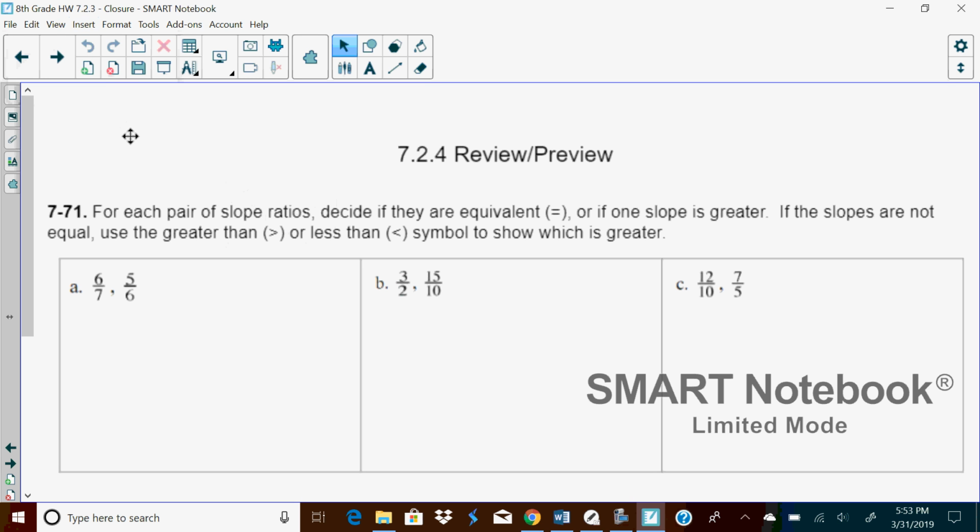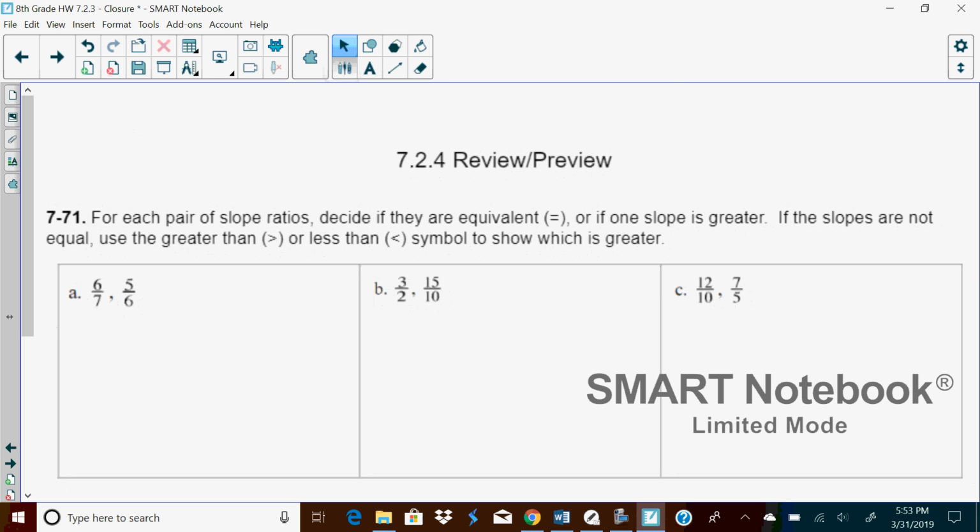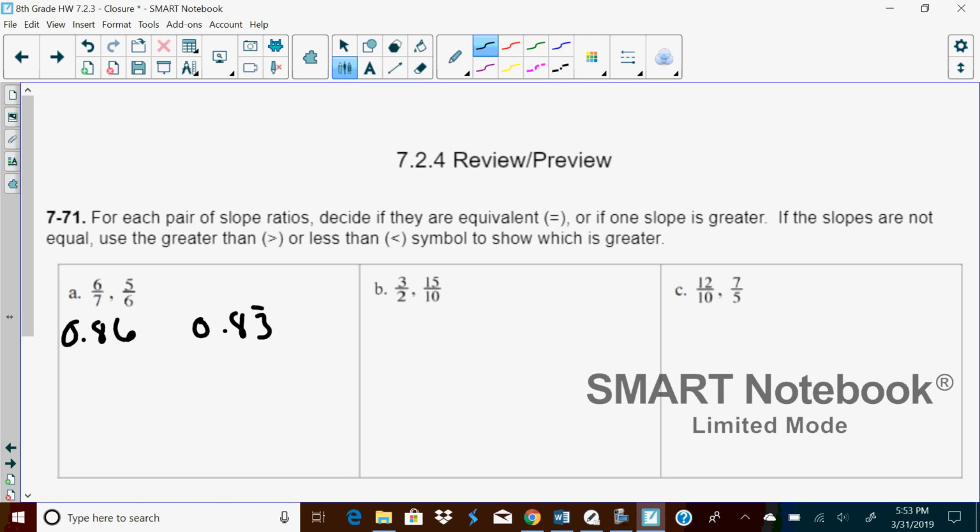Okay, here are the answers for the 724 review preview. For the first problem, it says tell if they are equal to each other, greater than or less than. So the first one, I changed them into decimals and got 6/7 to equal 0.86 and 5/6 to equal 0.83 repeating. So it turns out 6/7 is bigger. So you do 6/7 is greater than 5/6.